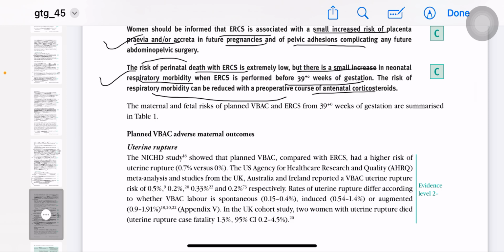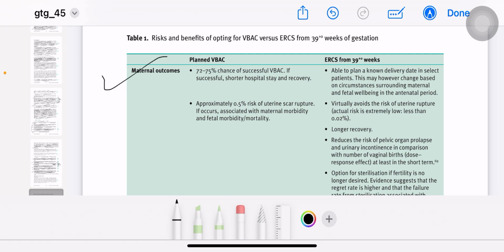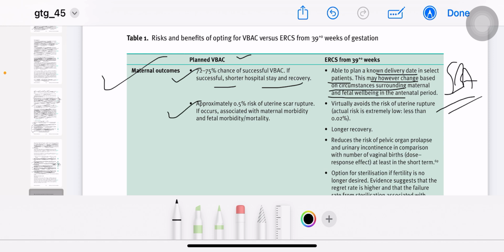So sometimes in counseling, you have to tell the patient the pros and cons of both procedures. So this is the important table, and SBAs came from this, especially the percentages. Planned VBAC success is 72 to 75%. If successful, short hospital stay and recovery, you have to tell the patient. Cesarean section from 39 weeks has a planned, known delivery date in select patients. This may, however, change based on circumstances surrounding maternal and fetal well-being in the antenatal period.